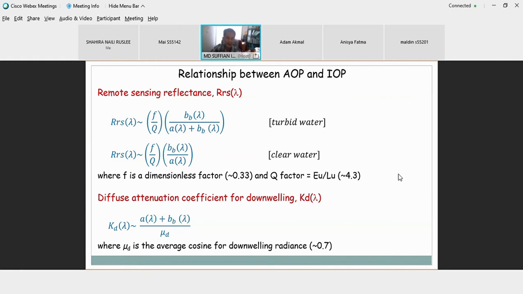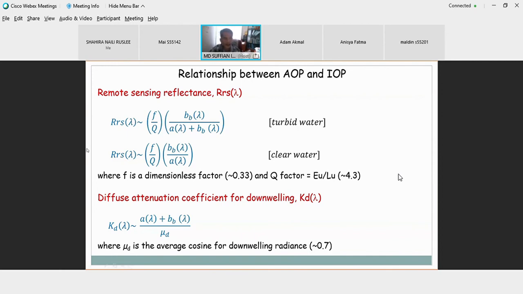So sebab apa dia tambah bb bawah? Sebab bb has a significant effect due to high scattering by suspended particulate matter. But in clear water, because of very low bb, so we can ignore bb ke bawah ni lah. So jadi bb over a saja. So Rrs equal bb over a plus bb in the turbid water. But in the clear water, we can ignore bb. So Rrs equal bb over a.